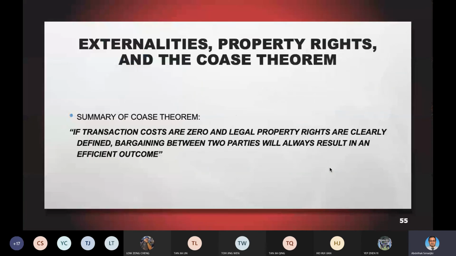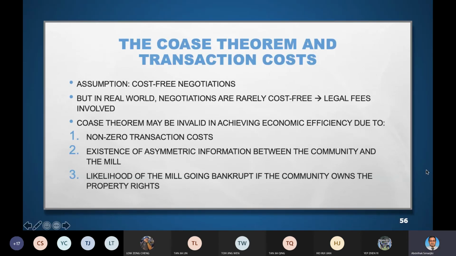So now we come to this conclusion as a summary for the Coase theorem. If transaction costs are zero and legal property rights are clearly defined, either to one party or the other, bargaining between the two parties will always result in an efficient outcome. So we continue.